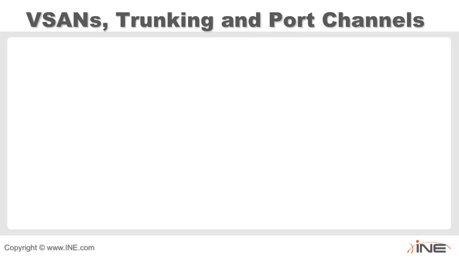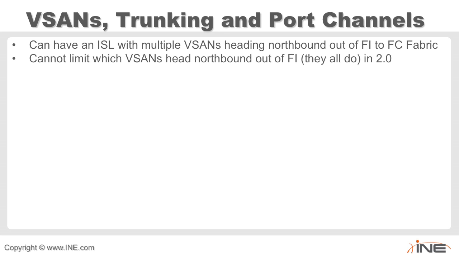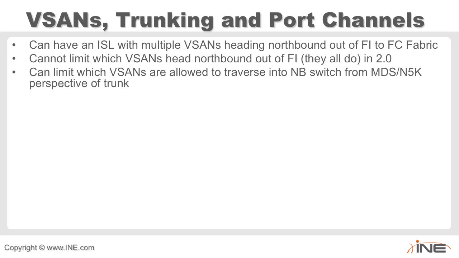So taking a look at VSANs, trunking, and port channels, we can have an ISL, inter-switch link, with multiple VSANs heading northbound out of the fabric interconnects to the Fibre Channel fabric. In 2.0, we cannot limit which VSANs head northbound out of the fabric interconnects. They all do. What we can do is limit which VSANs are allowed to traverse into the switch from the perspective of the actual Nexus 5K or Cisco MDS switch. So from that side of things, we do have the ability to limit that.